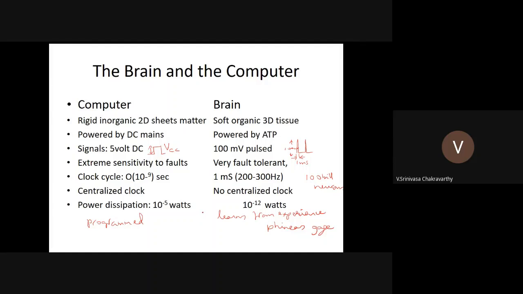With AI now, since you are trying to emulate the brain, computers are also evolving. But otherwise, traditionally, if you compare computer and brain, there are some really fundamental differences. The most basic important differences are extreme sensitivity to faults versus being very fault tolerant. Programmable versus learning. Second thing is extremely high parallelism, 100 billion neurons versus a few thousand processors. So these three are very fundamental and very different features between the computer and the brain.